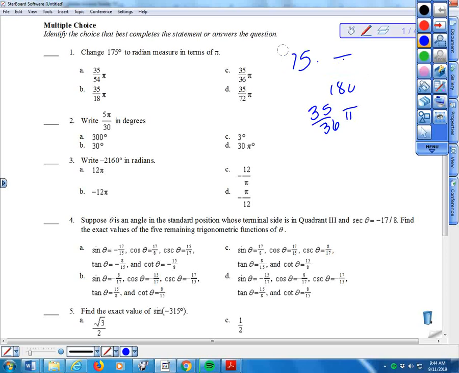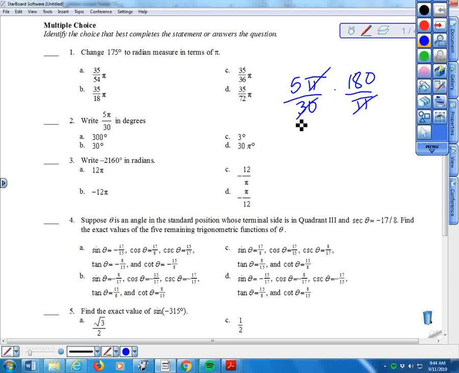And now we're going backwards from radians to degrees. So we're going to multiply by 180 over pi. Pi's cancel. That goes to 60. So 300 degrees. Did I do that right? Okay. Does that make sense? Okay.